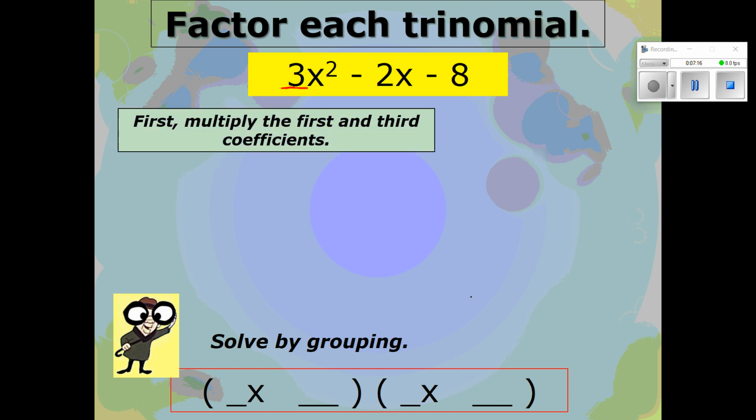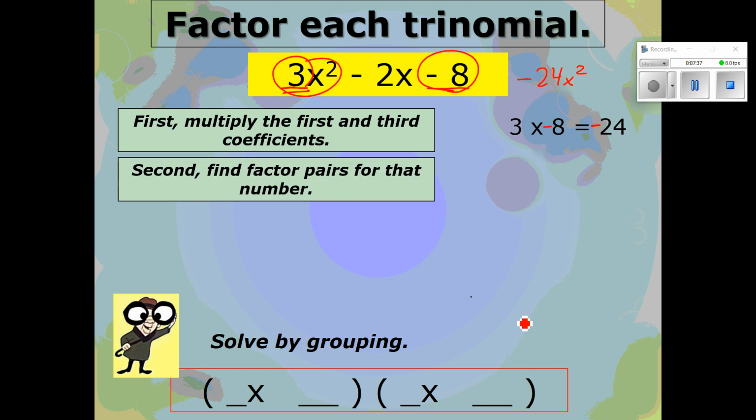So, as we've been learning, the first step is to multiply the first term by the last term, or you can just multiply the numbers. That would multiply to get a negative 24x squared. If you look at the numbers, it's 3 times negative 8, so we're going to try to find a negative 8 and a 24. They multiply to get a negative 24. So now we want to find factor pairs for a negative 24.